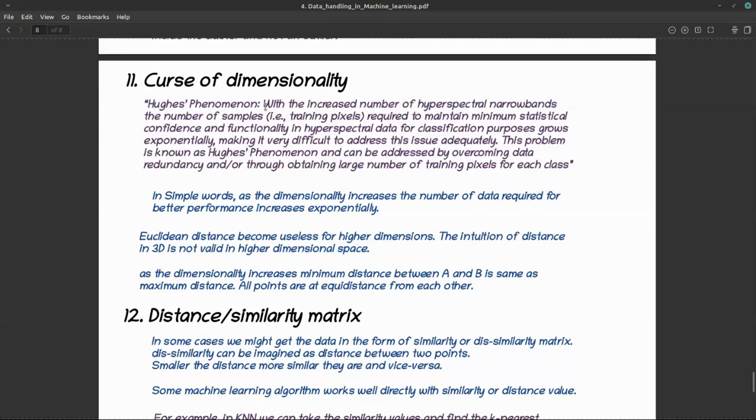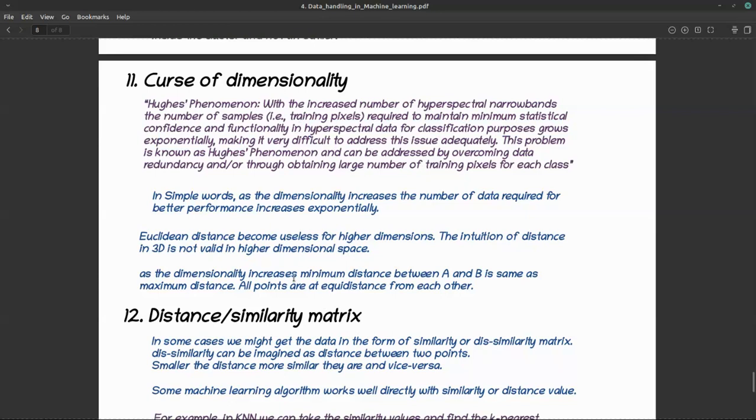This English I left for you to read. With hyperspectral narrow bands, the number of samples, like training pixels, matters. This is the main thing: the statistical confidence that you will get, and the number of samples needed for classification grows exponentially, right?